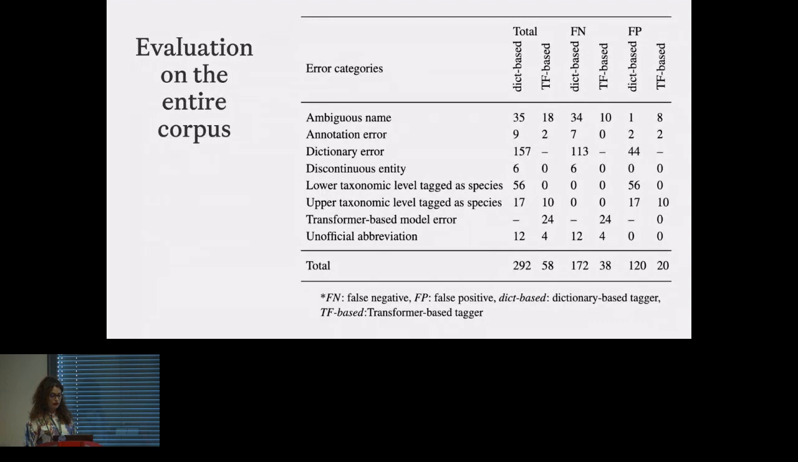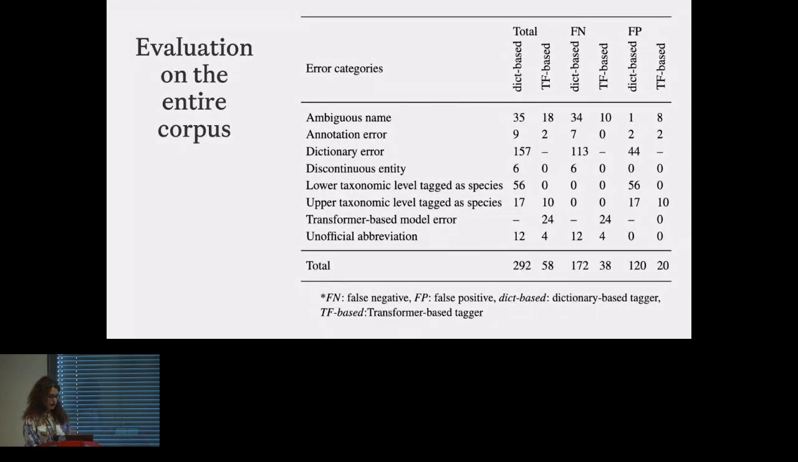And we can see that more than 50% of the errors produced by the dictionary tagger are called dictionary errors. And these are errors of things that are missing from NCBI taxonomy, common names that are not there, even Linnaean names that don't exist. So the dictionary-based method stands no chance of finding them.